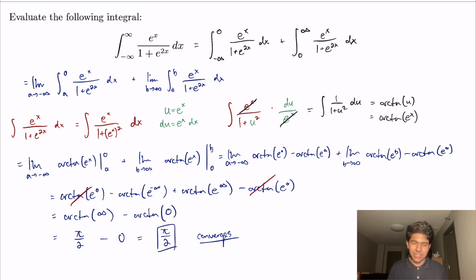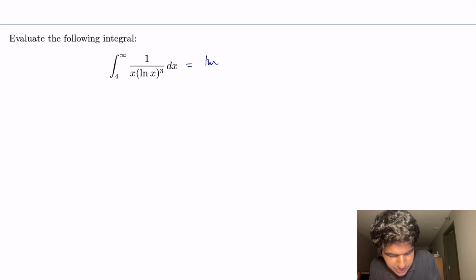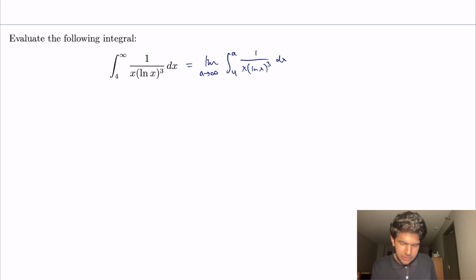There we go, another example, just some fun little integration trick there to solve it, but the thing is the same. Split the integral into 2 and then solve those each individually. Okay, so let's do one more. Here we see the upper limit is infinity, so we can change that. So this is going to be the limit as a approaches infinity of the integral from 4 to a of 1 over x ln of x cubed dx.